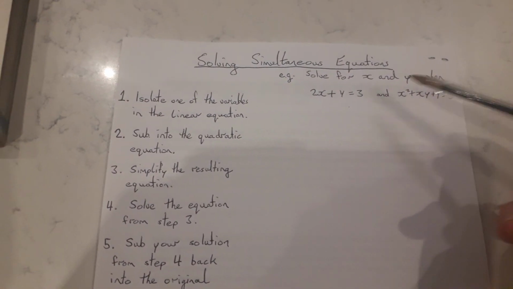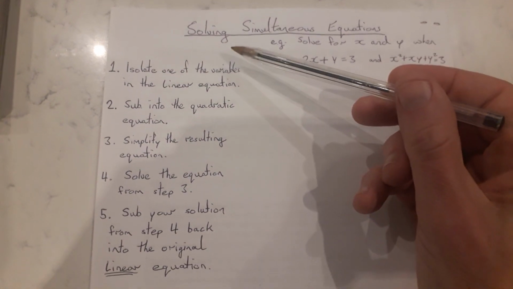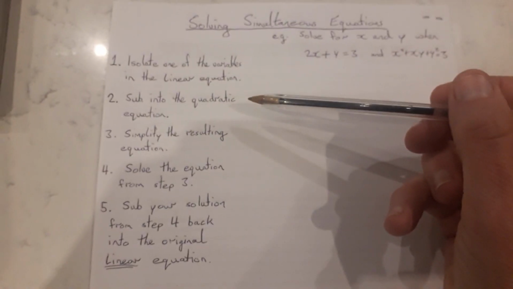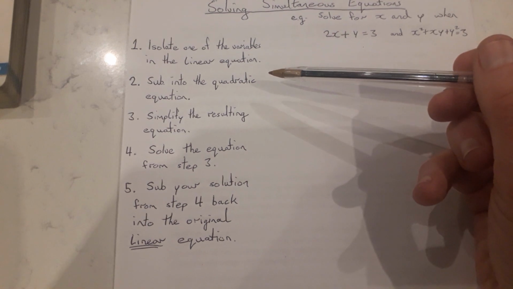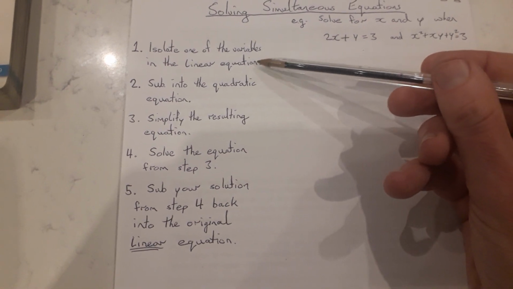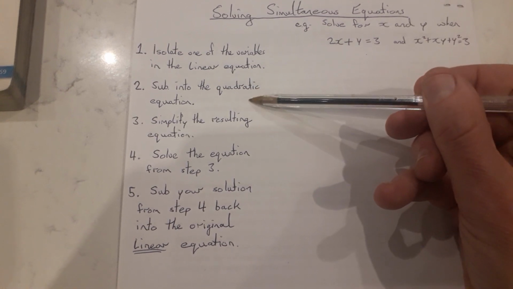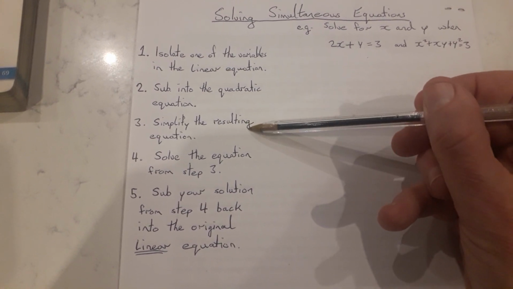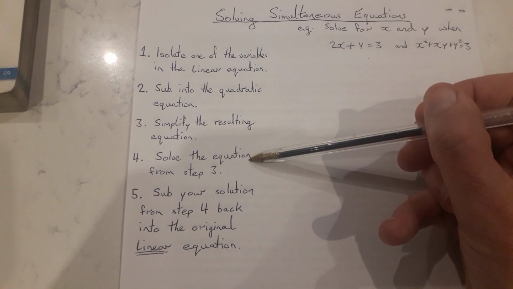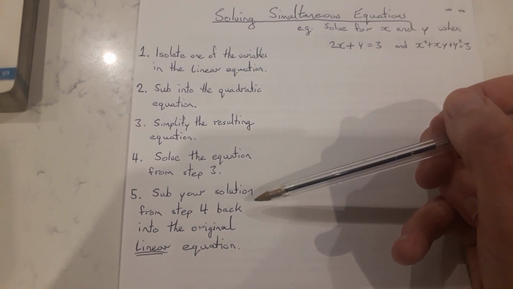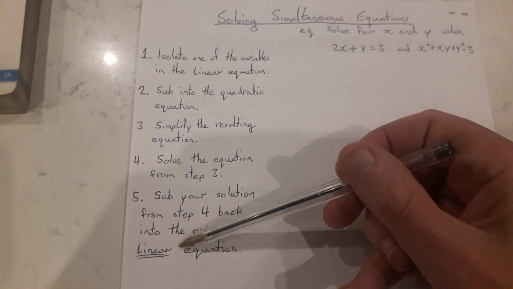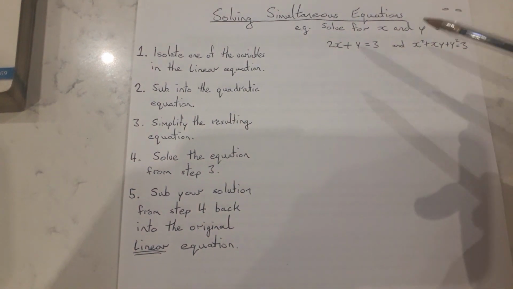So the method here I have written over on the side here, so if you want to pause the video when it's not blurry, and there we go. First of all, you isolate one of the variables in the linear equation, sub into the quadratic equation, simplify the resulting equation, solve the equation, and then sub your solution from step 4 back into the original linear equation. I'll talk about each of these as we go through it.